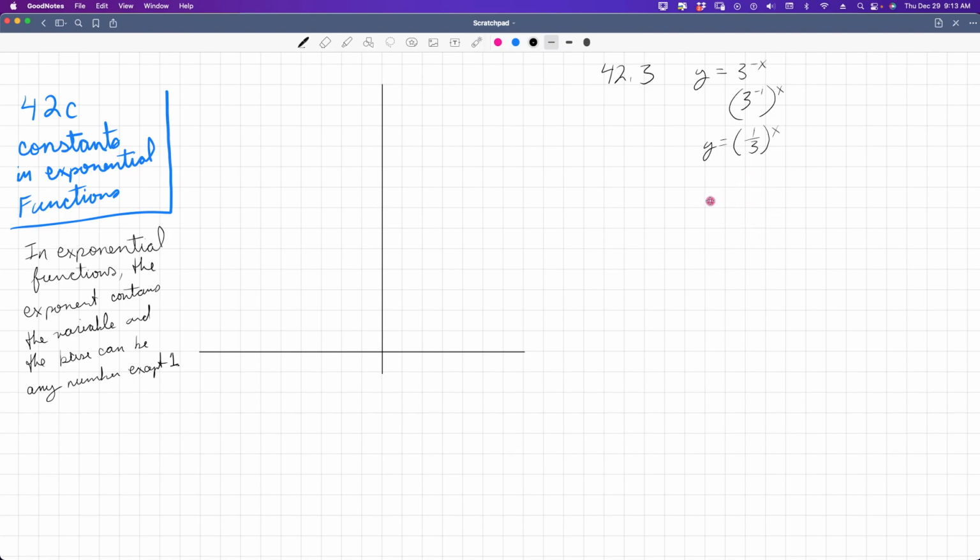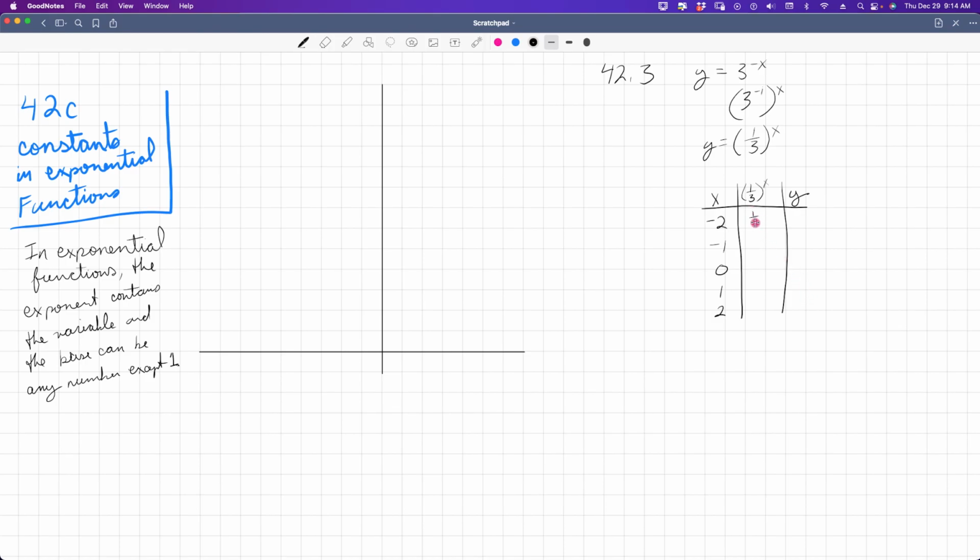So now we can create our table. So here's our x value. Here is our function, 1/3 to the x. And then here is going to be our y value. So again, I like to use -2, -1, 0, 1, and 2, just to get a good base going.